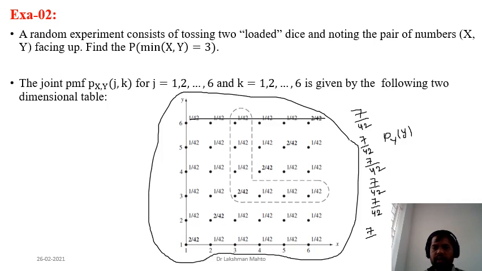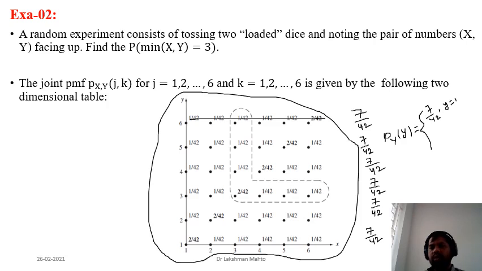Okay, and what do you observe? So this marginal probability mass function, you got it. It is taking value 7 by 42. When y is taking a value, what are the possible values of y? The possible value of y is either 1.